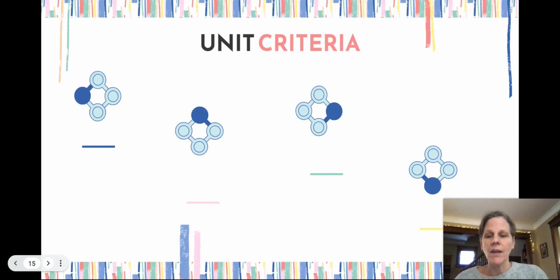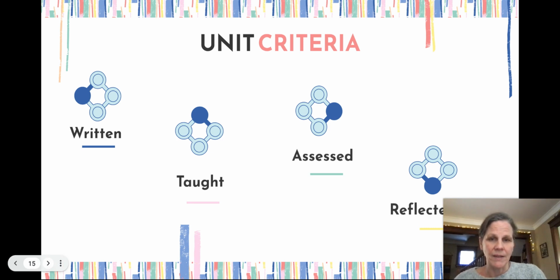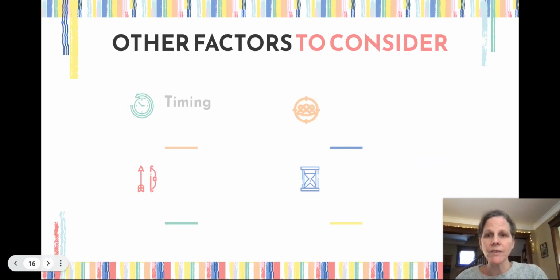Here's some other things to think about. You want to make sure that it's a unit that is written, taught, assessed, and reflected on. So you don't want to pick a brand new unit that you're still in the process of writing. We want to make sure that you've got all of those sections of the unit planner already filled out. If you have been focusing on reflecting on a unit already in our previous IB work, that might be a great unit to pick because you've already got all of the parts of it filled out. So think about that.